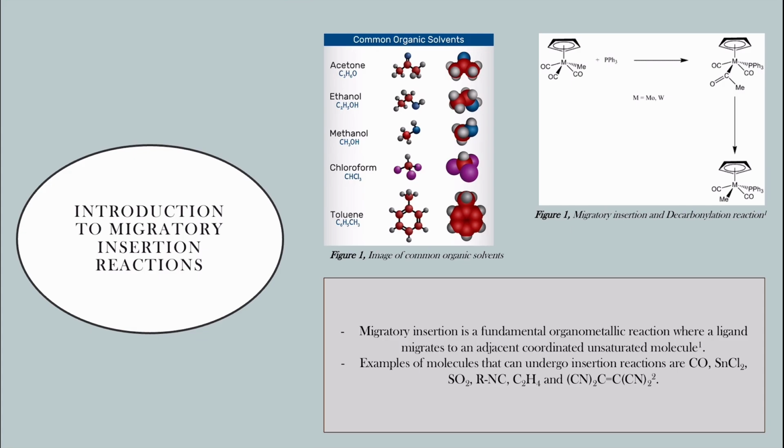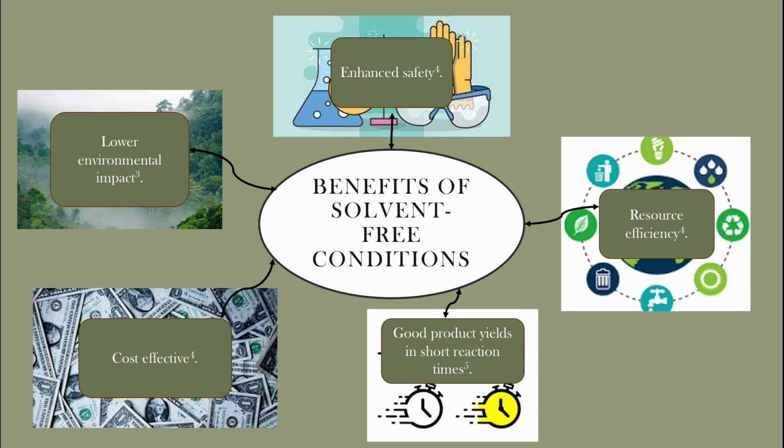This transformation serves as a key step in numerous cycles traditionally performed in organic solvents, such as the example seen in Figure 1. Moving to solvent-free conditions offers multiple benefits. First, there's a substantially lower environmental impact through elimination of hazardous waste streams and reduced carbon footprint. Safety is enhanced by removing flammability hazards and reducing exposure to toxic solvents.